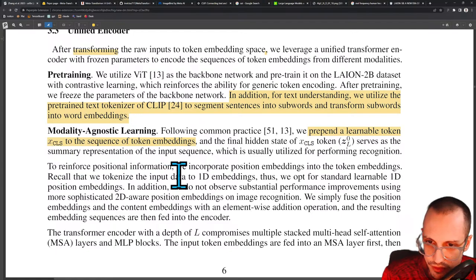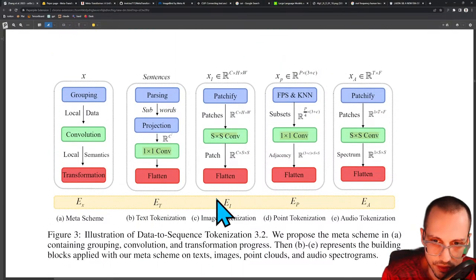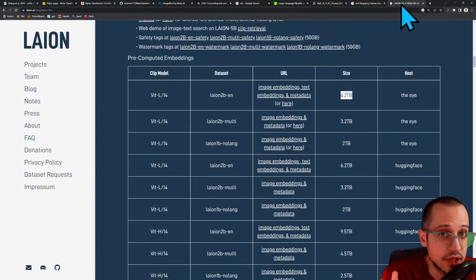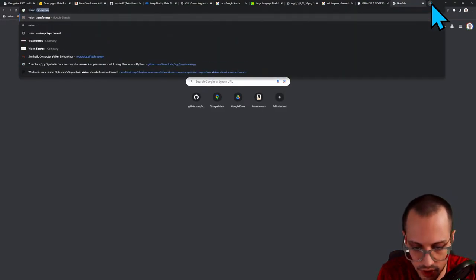To reinforce positional information, we incorporate position embeddings into the token embeddings. Okay, so they're also adding position embeddings, once they've converted all of these things into a sequence of embeddings. We opt for a standard learnable 1D position embeddings. In addition, we do not observe substantial performance improvements using more sophisticated 2D aware position embeddings on image recognition. So here what they're talking about is the position embeddings that you would use in something like a vision transformer.